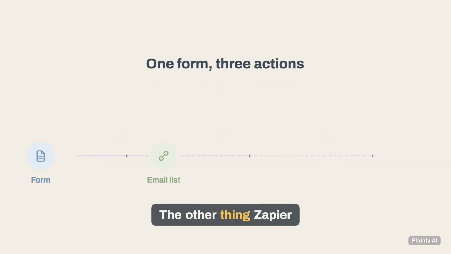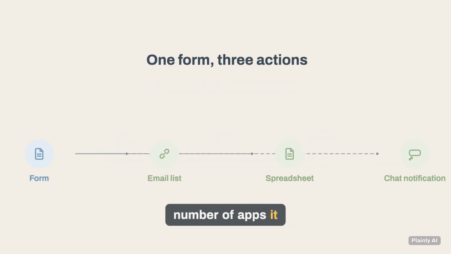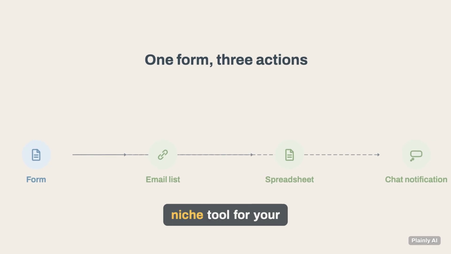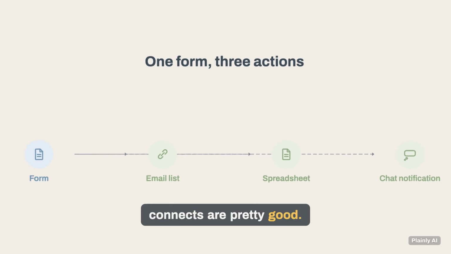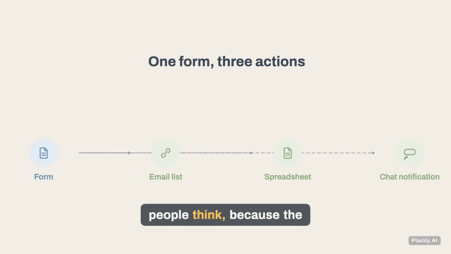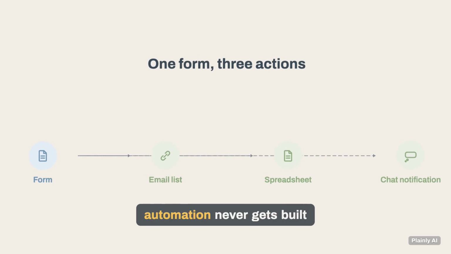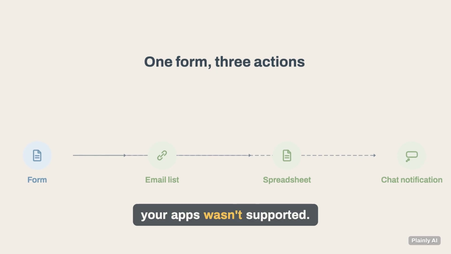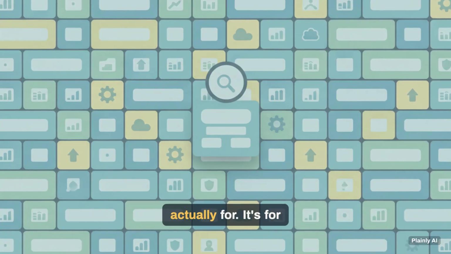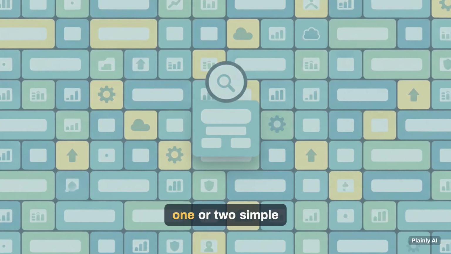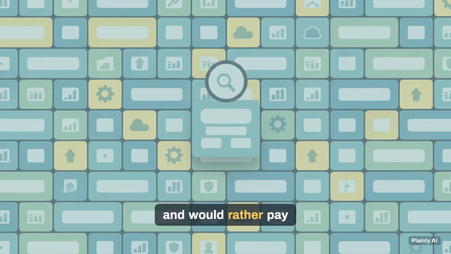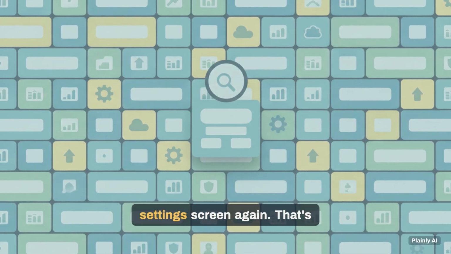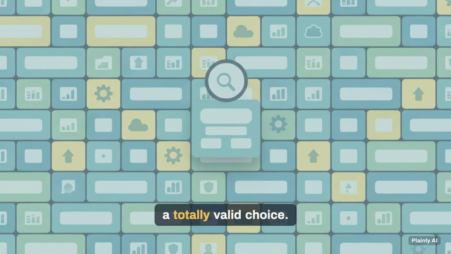The other thing Zapier nails is the sheer number of apps it talks to. If you use some niche tool for your specific trade or industry, the odds it already connects are pretty good. That matters more than people think, because the most common reason an automation never gets built is that one of your apps wasn't supported. So who is Zapier actually for? It's for the person who wants 1 or 2 simple automations done, doesn't want to learn anything technical, and would rather pay a little more to never look at a settings screen again. That's a totally valid choice.